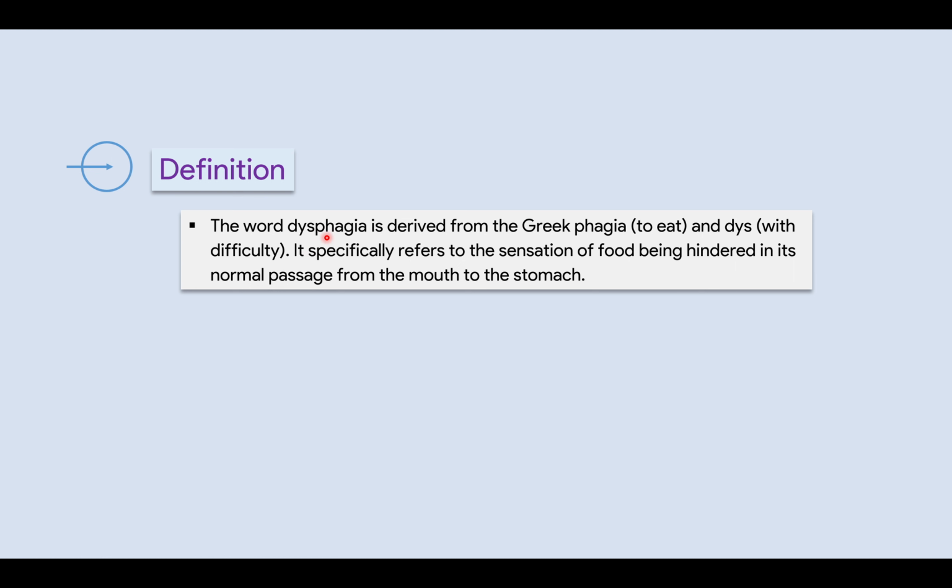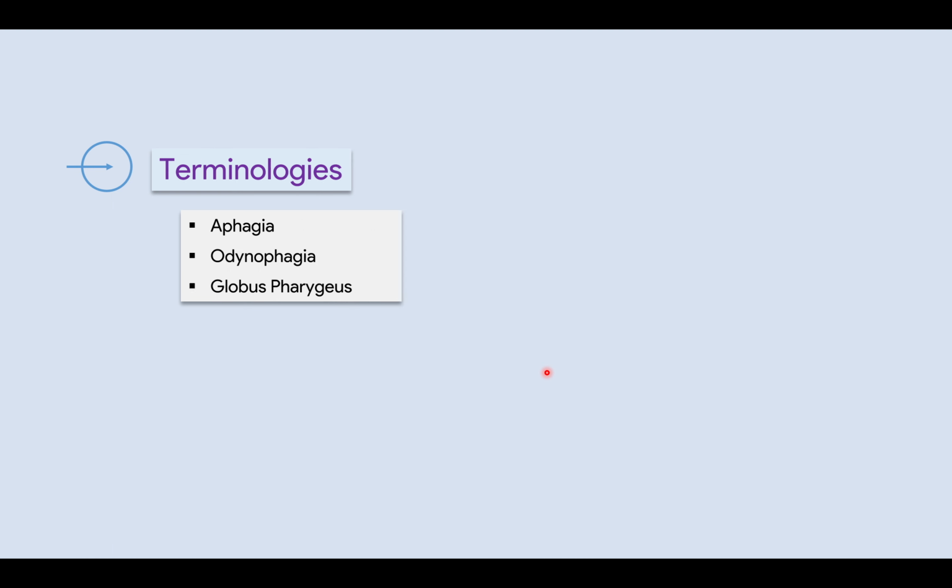The word dysphagia is derived from the Greek word phagia, which means to eat, and dys means with difficulty. It specifically refers to the sensation of food being hindered in its normal passage from mouth to the stomach. So there are other various terminologies we should be aware of, including with the dysphagia. The first is aphagia, which means complete obstruction of the food into the esophagus.